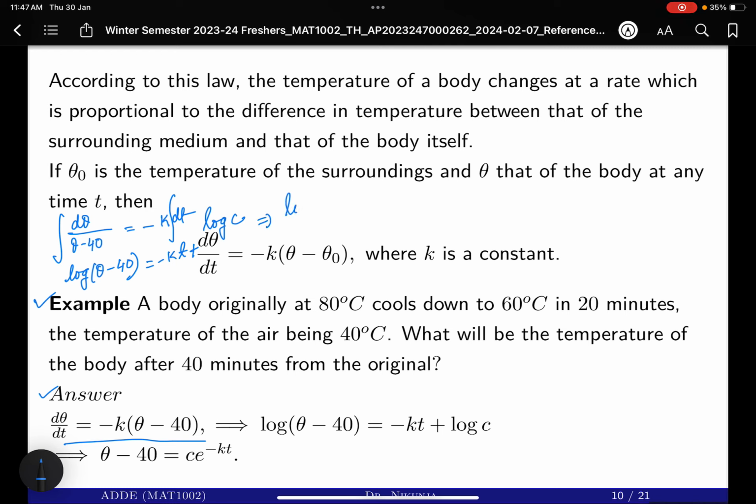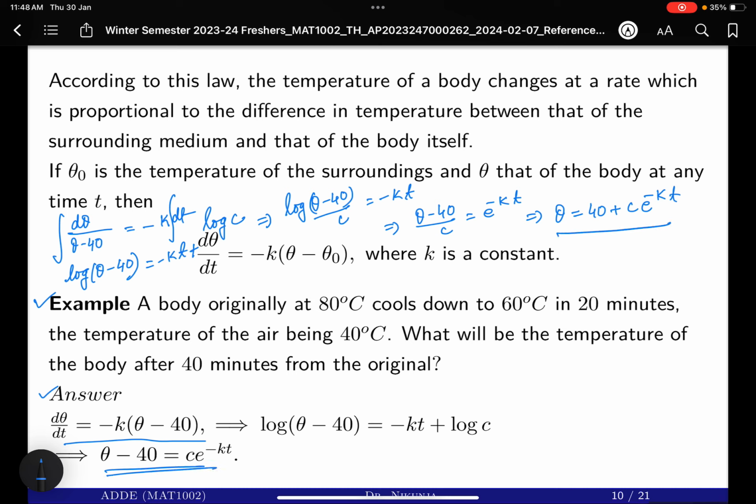So in that case what you will have is log((theta minus 40) by c) equals minus kt. So from here you will get (theta minus 40) by c equals e power minus kt. Further simplification will give you theta equals 40 plus c e power minus kt. This is the form we are having here. These are the intermediate steps you need to do in the exam, and while practicing as well.